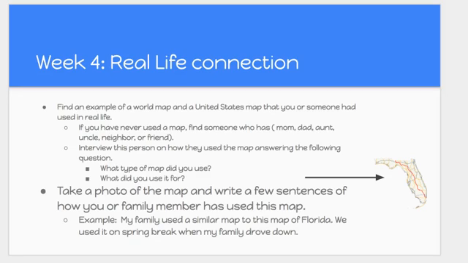A Google document is fine. You can do a piece of paper and a pencil and write down your answers, but what type of map did they use? And what did you use it for? So for example, if I had a United States road map and I used it to drive to Nashville, Tennessee over a spring break trip, I would look at it to use it for the interstate and directions and what roads and freeways and highways I would need to take.